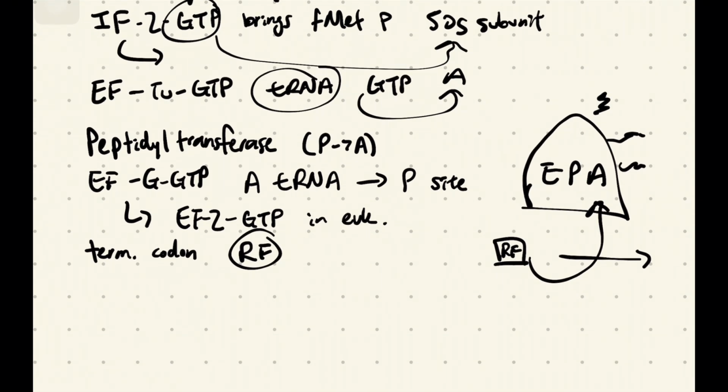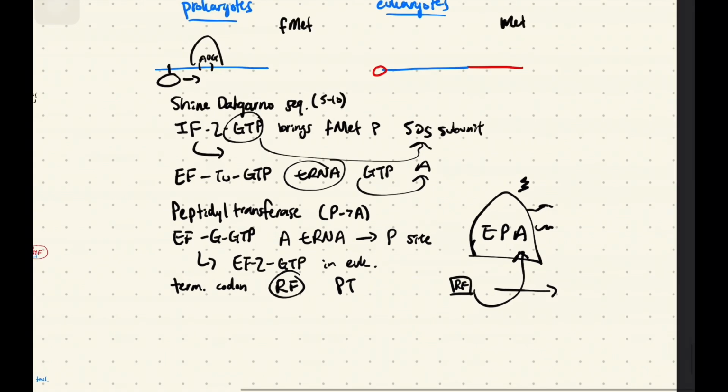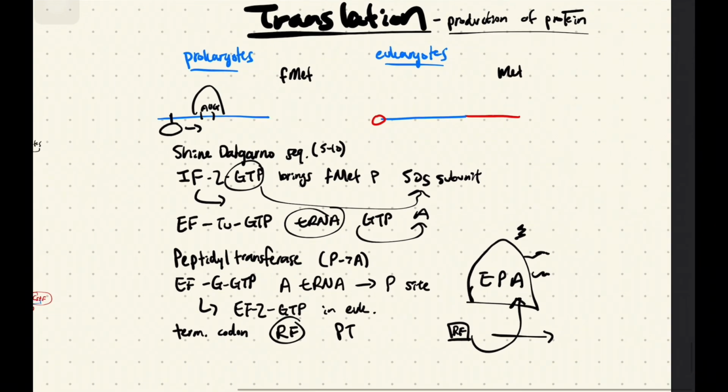So what's going to happen here with the release factor is that now you're going to have that peptidyltransferase, and it's going to cleave an ester bond between the tRNA and the polypeptide, and then it hydrolyzes a GTP to dissociate from the mRNA complex. All right, so that's going to be essentially everything you need to know about translation.